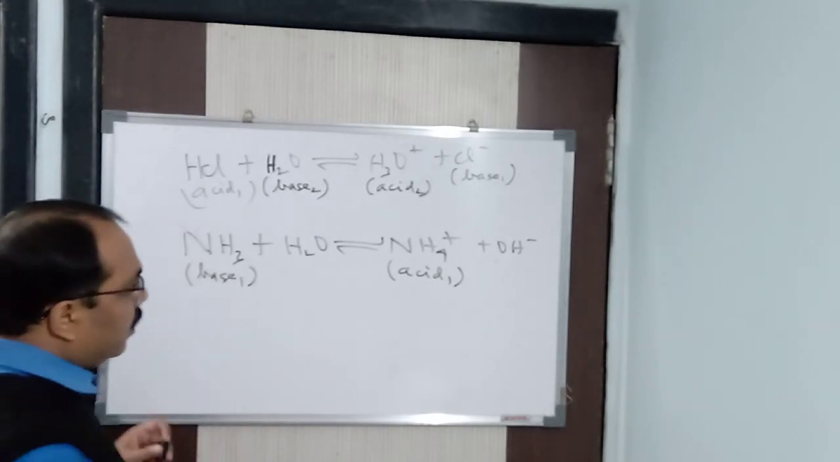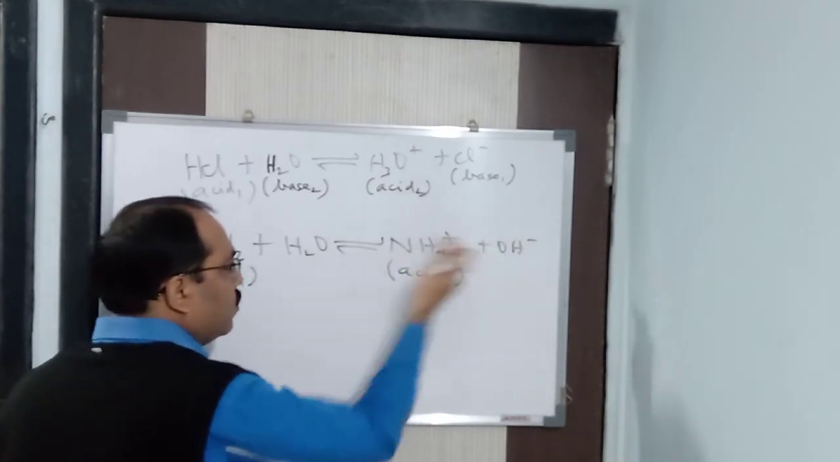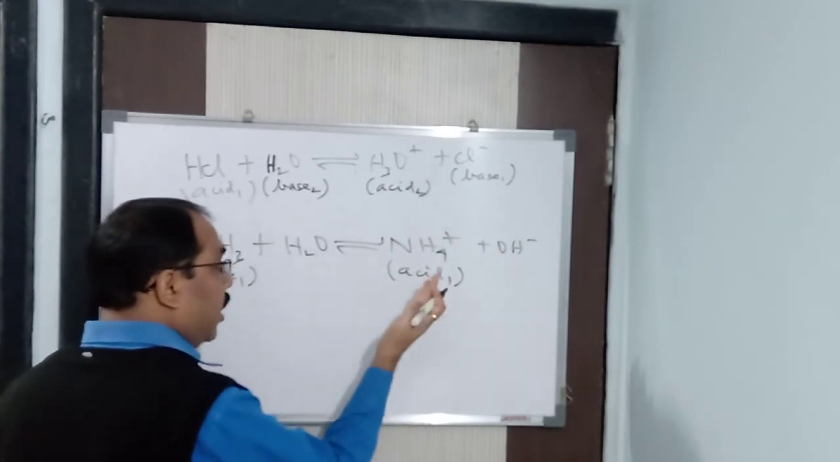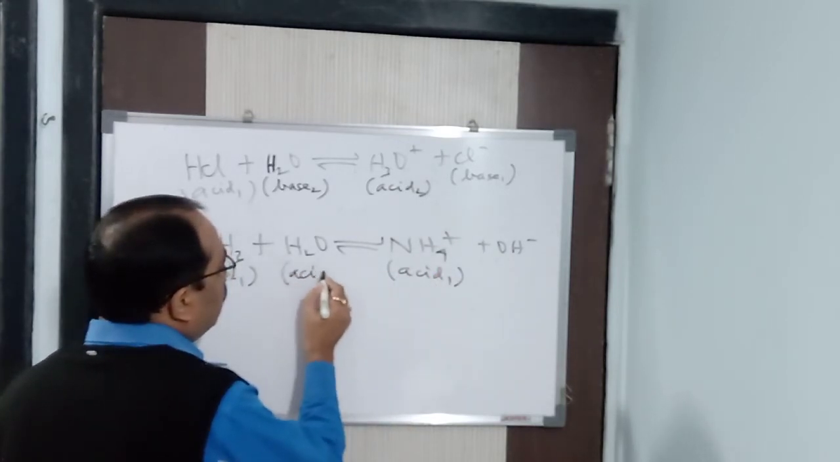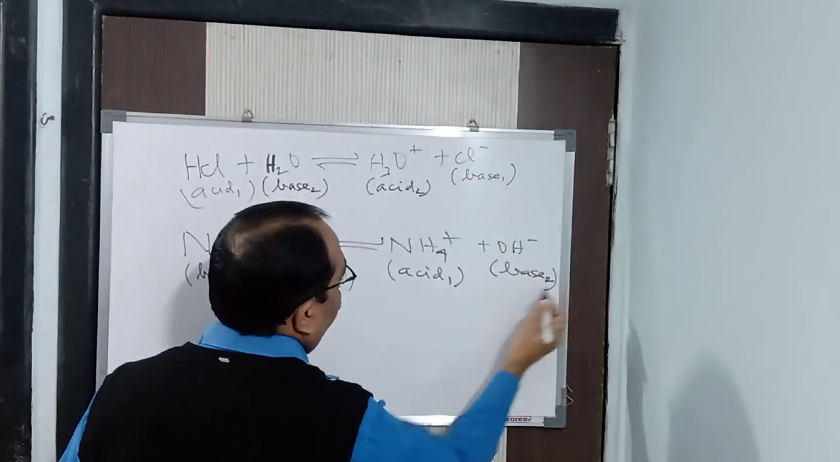Now, water loses an H plus ion to form OH minus. Water gives H plus and OH minus, it loses. So, an acid is a proton donor. It loses, it's a donor. So, this is your acid 2. So, this is your base 2. We can say that.